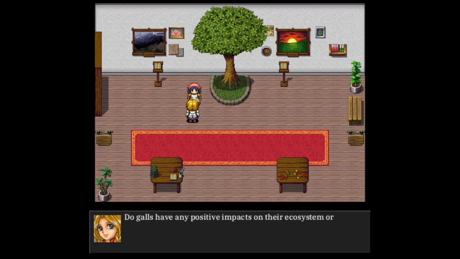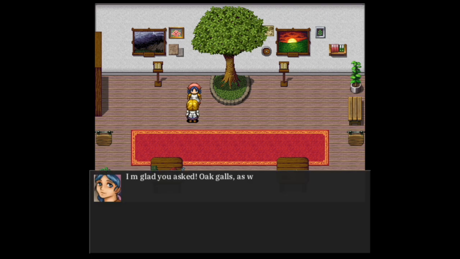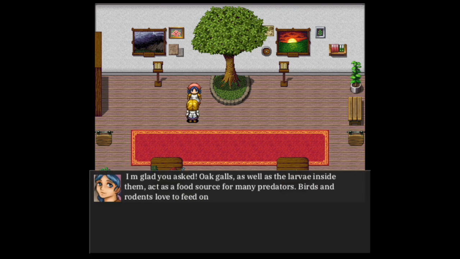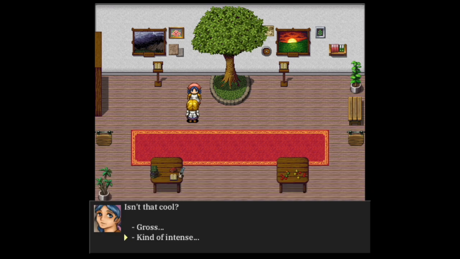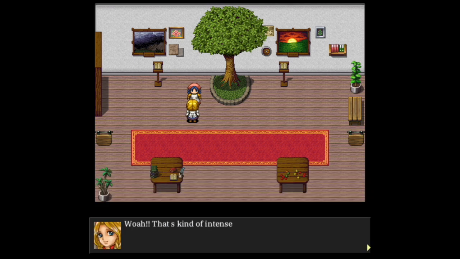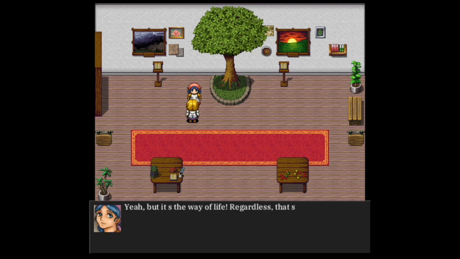Do galls have any positive impacts on our ecosystem, or are they simply just for the benefit of the wasp? I'm glad you asked. Oak galls, as well as the larvae inside them, act as a food source for many predators. Birds and rodents love to feed on the larva, fungi enjoy the plant tissue, and some species of wasp even drill inside the developing galls to lay their eggs inside, who then hatch and feed on the original larva. Isn't that cool? Whoa, that's kind of intense. Yeah, but it's the way of life.